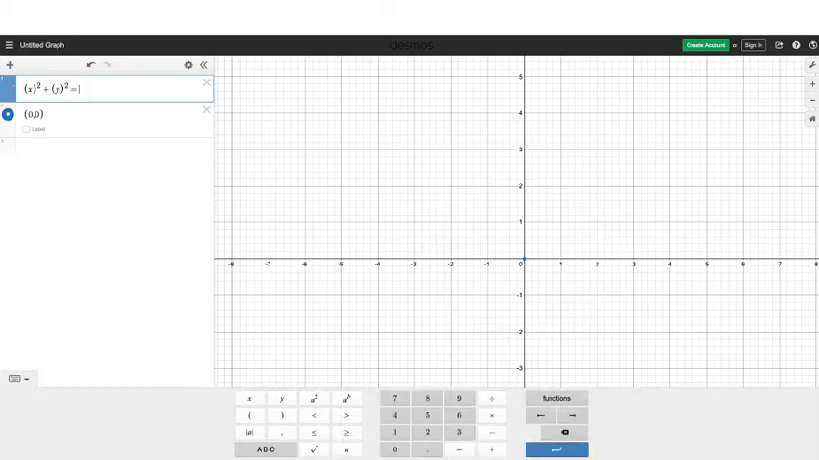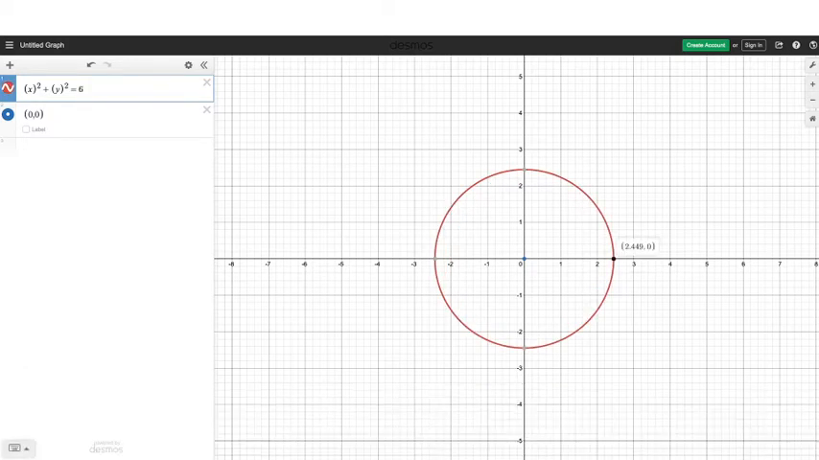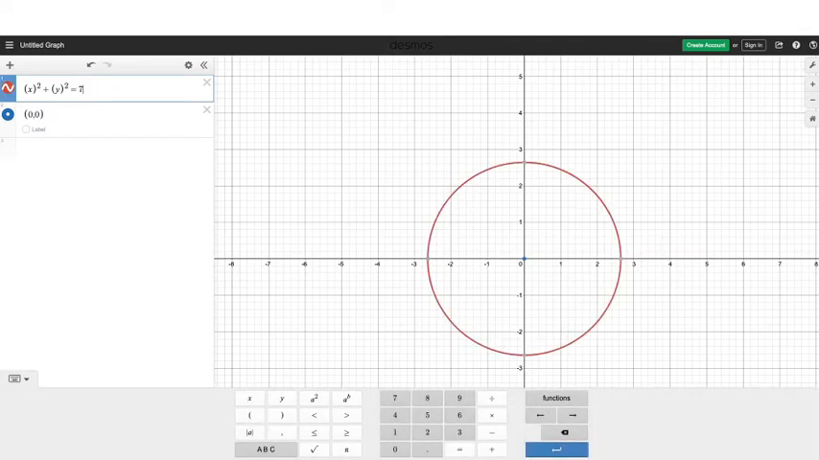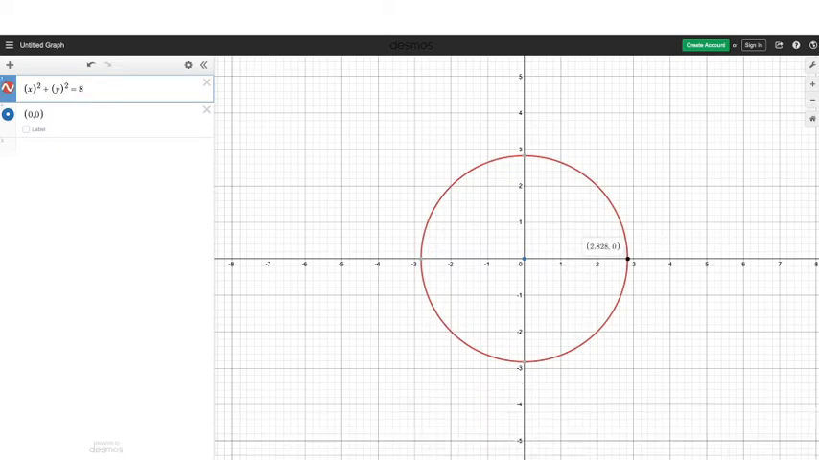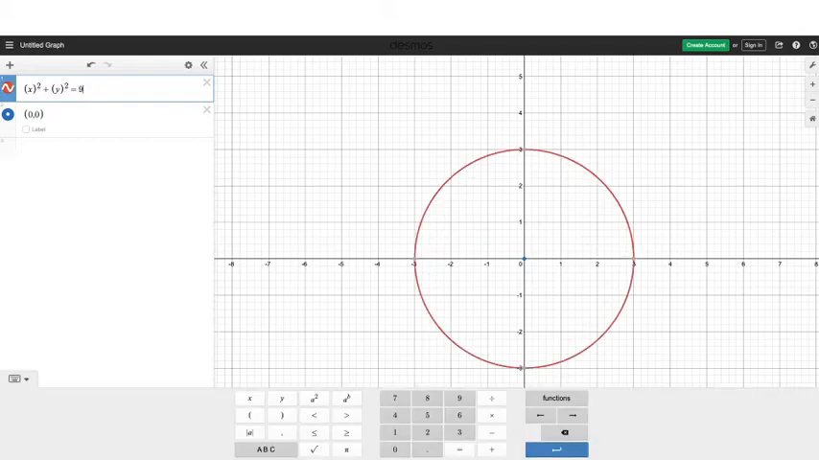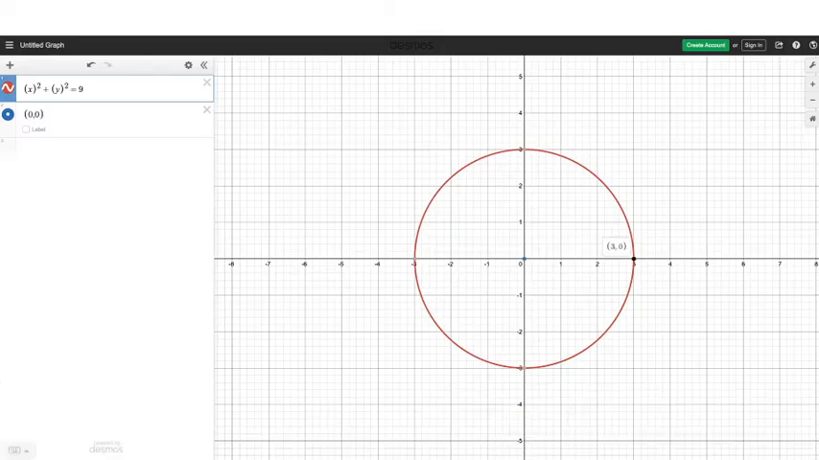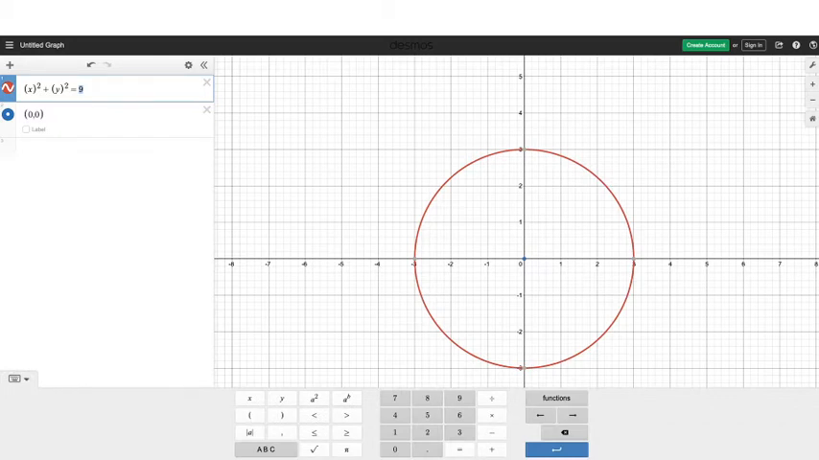Let's try 6. No, the radius would be 2.449 roundabout. 7, not good. Try 8. Oh, 8, not looking good. But guess what? 9's going to work. 9 gives me a nice whole number. So 1 works, 4 works, 9 works. I'm not going to keep going through random numbers, but what you should figure out is that this number right here is, if I square root the equals number, it gives me my radius.